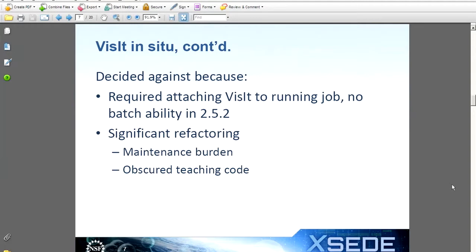There was also a lot of refactoring that had to be done with the code. Because of the nature of LibSim 2, they wanted everything to be in a callback to fit into the LibSim callback structure. We really had to rearrange a lot of the simulation code, and we didn't like that since we wanted to keep the code as close to the teaching code as possible, with as few changes and as few surprises for the students as possible.